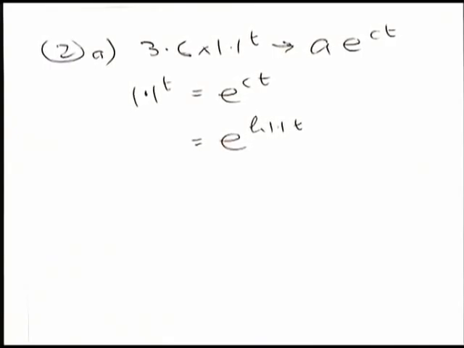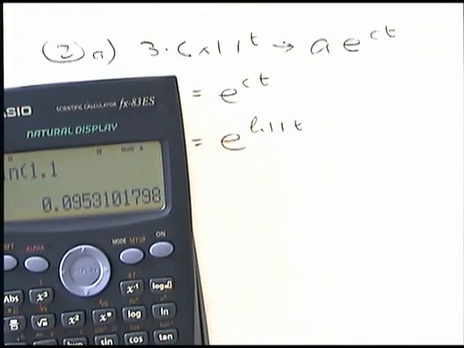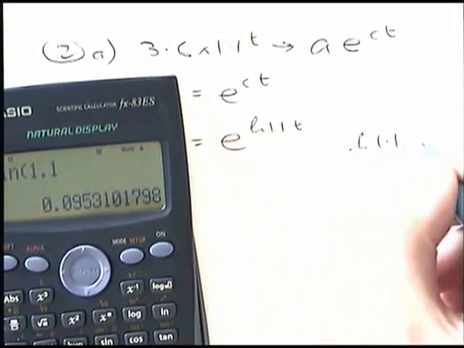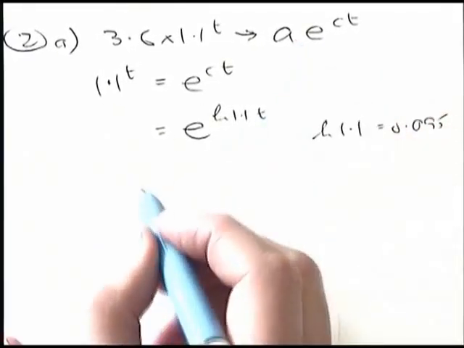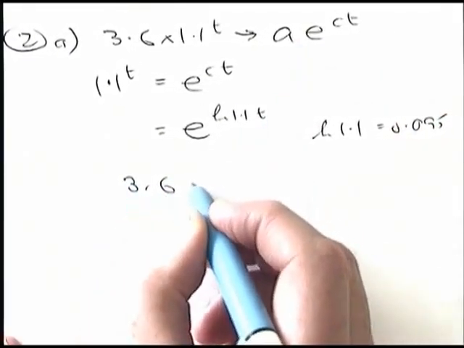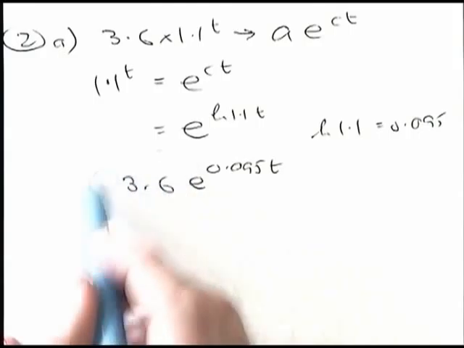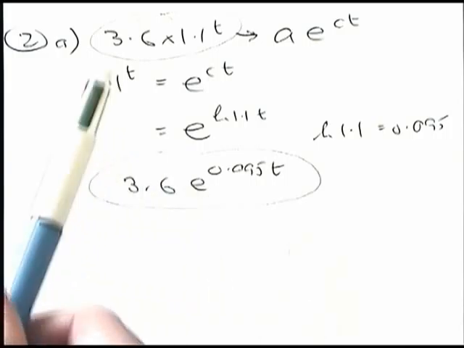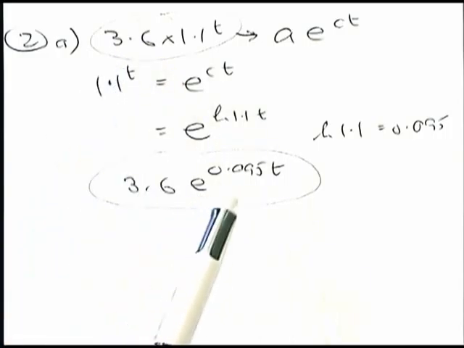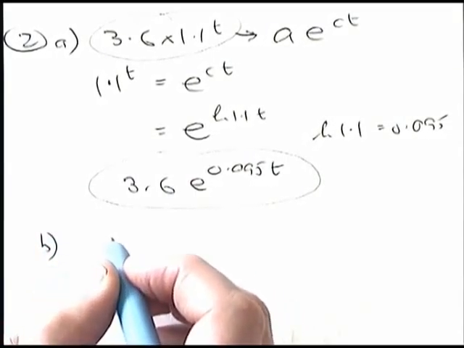Log of 1.1 we can work out on a calculator, and if we do that, log of 1.1, we get 0.095. I'll just write that down over here. Is 0.095. So the answer we need for this question will be 3.6 e to the 0.095t. And that, and what we had to start with, are equivalent expressions. Whatever value of t you put into here, you'll get the same value out as if you put it into here.